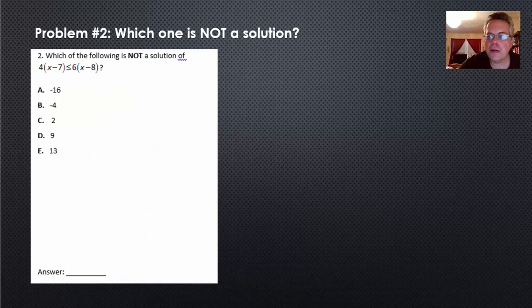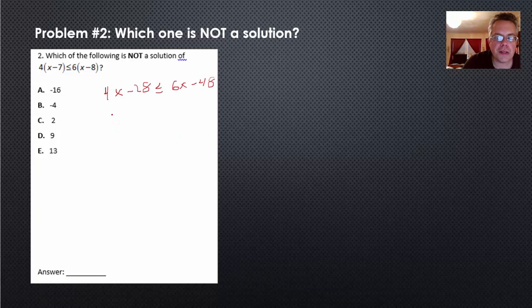Problem 2, we kind of did one of these in class. It says, which of the following is not a solution of this inequality? Okay, so let's try this. We have to distribute. First off, we could put all the values in. That would work, but it takes a little time. We might as well just simplify this. So we have 4x minus 28 is less than or equal to 6x minus 48.